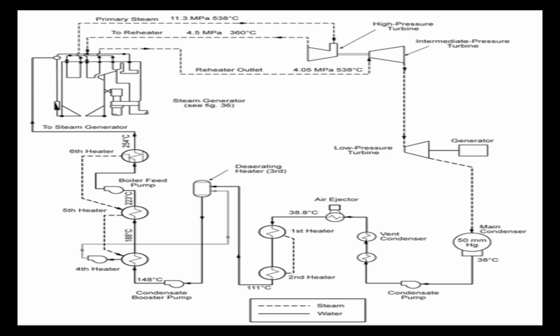From here, it will pass through a series of pumps, in this example a condensate booster pump, and then pass through a series of feed water heaters. And these are going to be on the upside of the boiler feed water pump, or I should say on the upstream side. They're going to be low pressure feed water heaters.